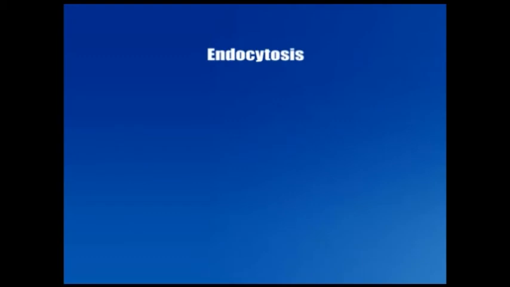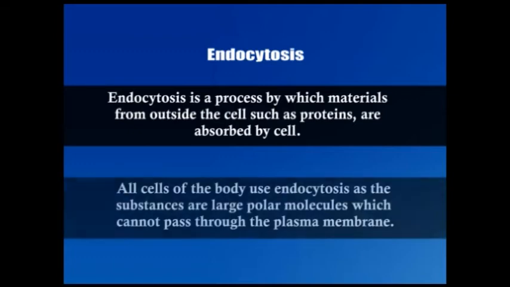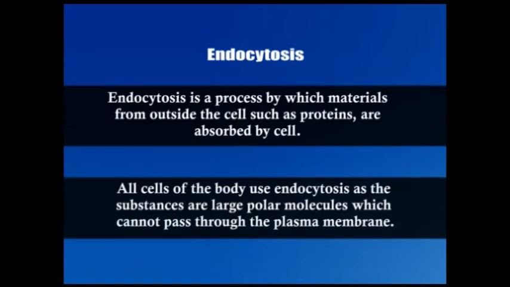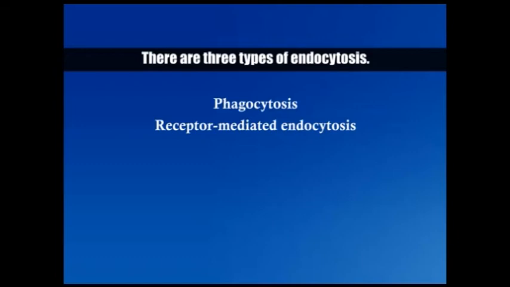Next we'll see endocytosis. Endocytosis is a process by which materials from outside the cell, such as proteins, are absorbed by the cell. All the cells of the body use endocytosis as the substances are large polar molecules which cannot pass through the plasma membrane. There are three types of endocytosis: phagocytosis, receptor-mediated endocytosis, and pinocytosis.